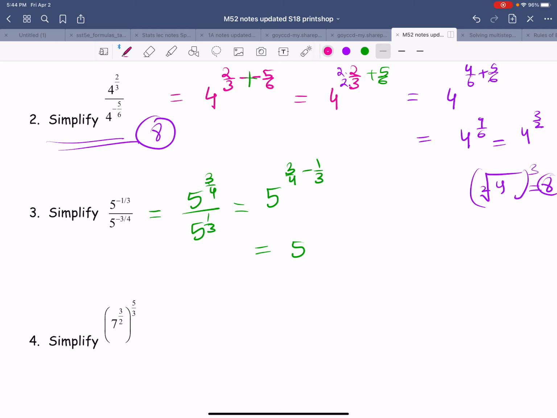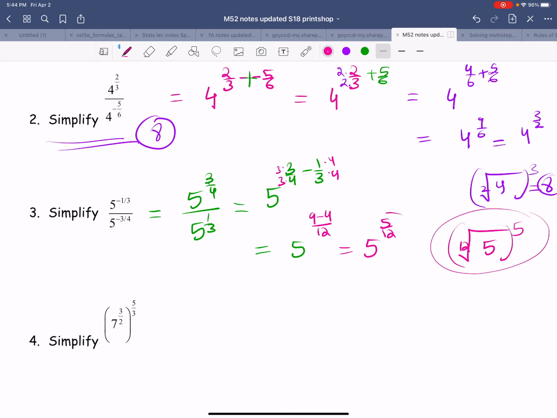We do need the common denominator, so I'm going to multiply the first fraction top and bottom by 3, the second fraction top and bottom by 4. So that's 9 take away 4 divided by 12, which is 5 to the power 5/12. Now, can we simplify this any further? Not really. If we want, we can write it as the 12th root of 5 raised to the 5th power, but it's also okay to leave it in the fractional exponent.